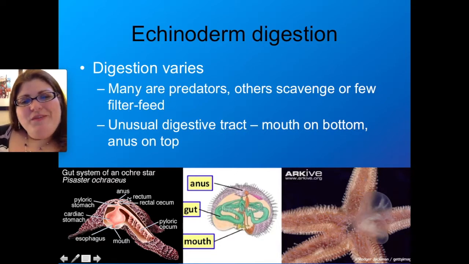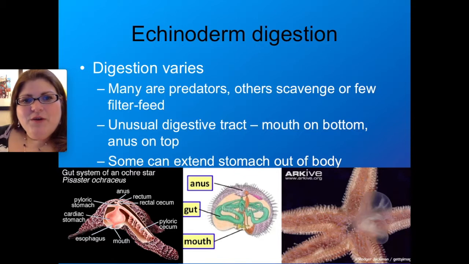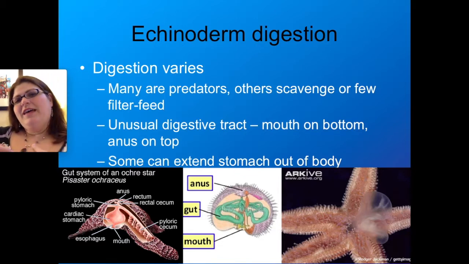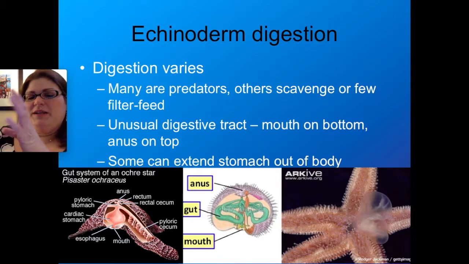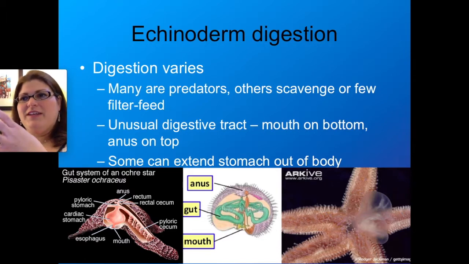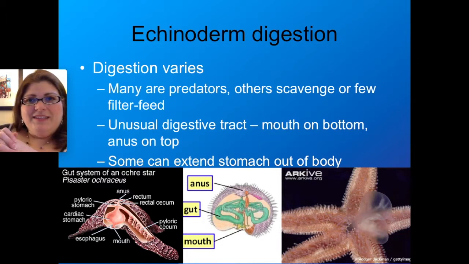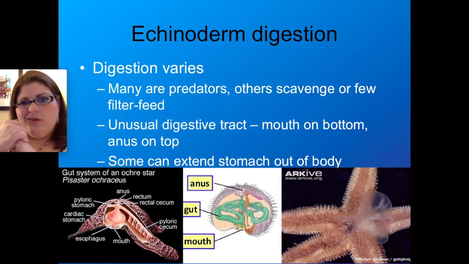Additionally, some of them, not all, but some, have a very, very cool adaptation: they're able to extend their stomach outside of their body and secrete digestive enzymes. They're not secreting digestive enzymes like fungi, though. It's actually from their stomach, and then their stomach will absorb the nutrients. Starfish, for example, that eat clams that are really tightly held together will squeeze their stomach in there to secrete the digestive enzyme. So kind of a cool adaptation.